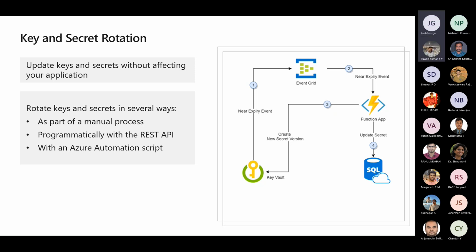Can we set a rule for different keys? Yes, rules can be configured. So you can say, okay, this set of keys should be rotated every 30 days. This set of keys should be rotated every 90 days. This set of keys can be rotated every 600 days. You can do it, no problem.